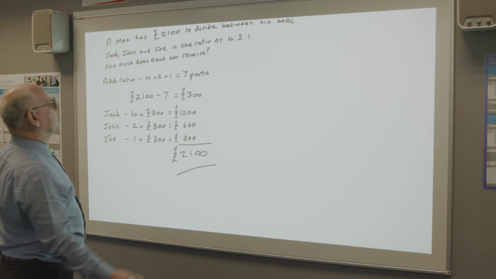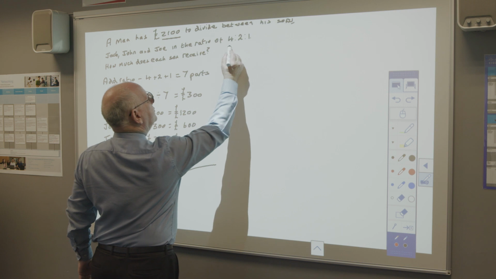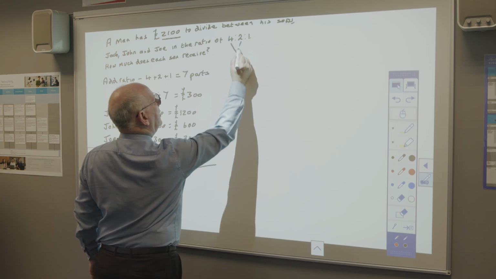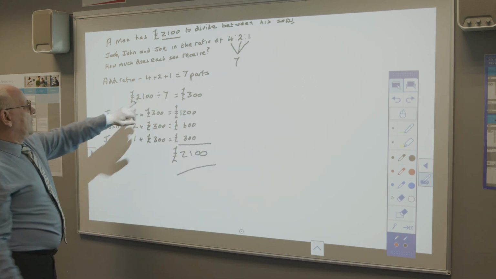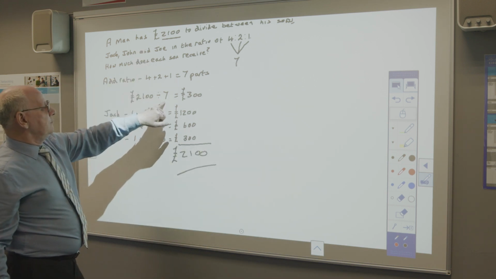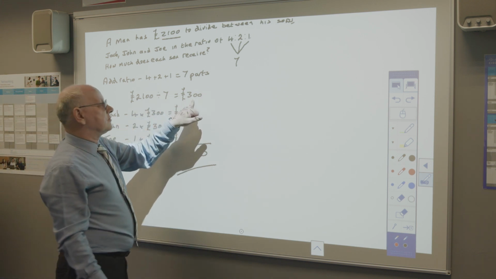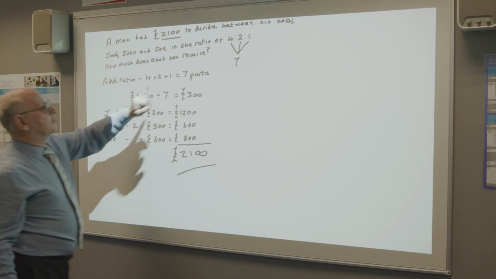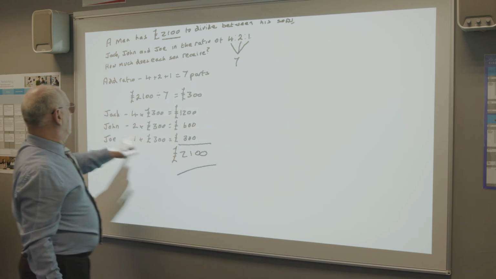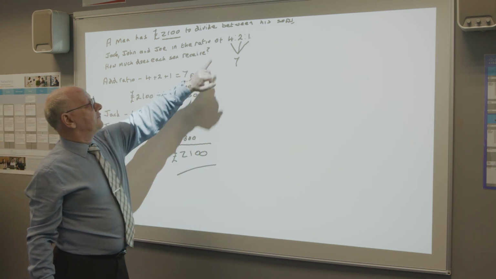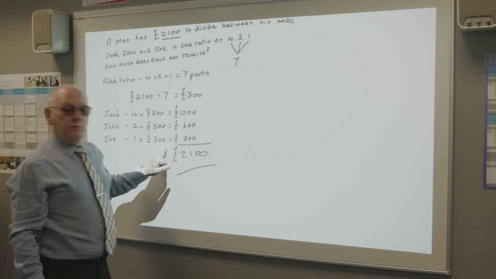How much does each son receive? We've got a total there of 2,100. So we add these up. And they come to 7. Divide your total by 7 so that each part is worth £300. So then you can look at the ratio. Jack gets 4 lots of 300. John gets 2 lots of 300. And poor old Joe, who must have upset somebody, he gets 1 lot of 300.